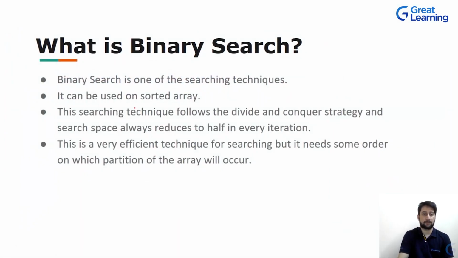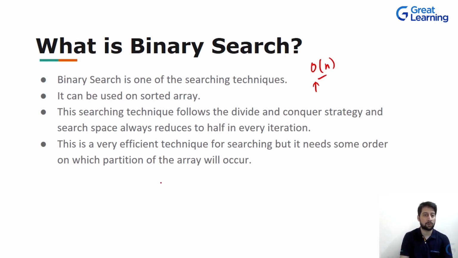What is binary search? Binary search is one of the searching techniques. Like we saw in linear search, where the time complexity was big O of n, we were iterating through all the elements. Now this is a much more efficient algorithm compared to linear search. Why do we need searching? Let's suppose you have a given set of elements and you want to search if that element is present in your array or not. At that time, we can use either linear search or binary search.